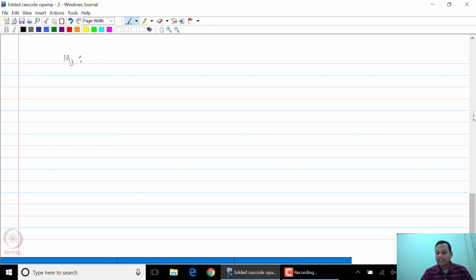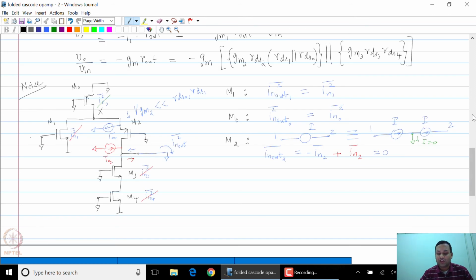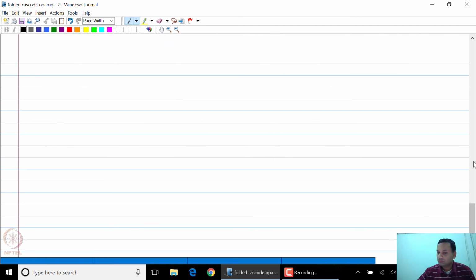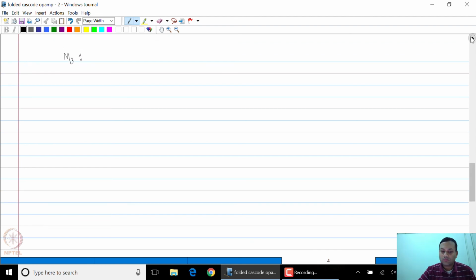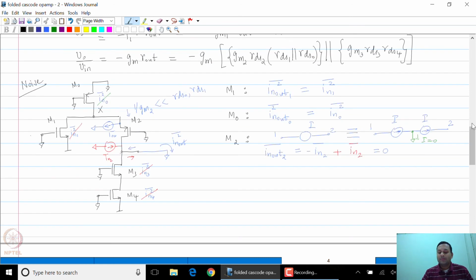What about M3? Transistor M3 is again a common gate structure. You do not expect any noise at the output. You can follow the exact same procedure and show that the output noise generated by M3 is 0. And M4, of course, will generate noise. All of this noise will flow through the output.